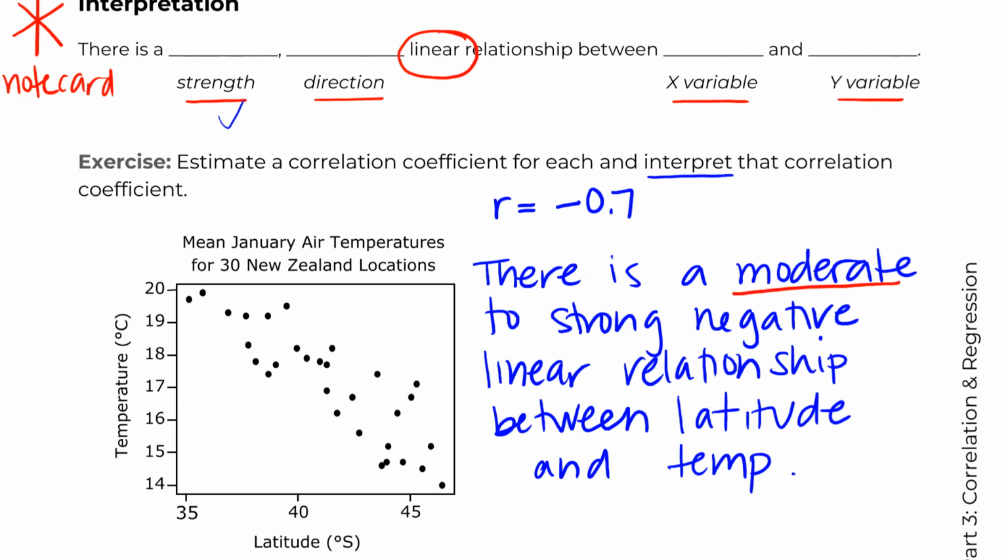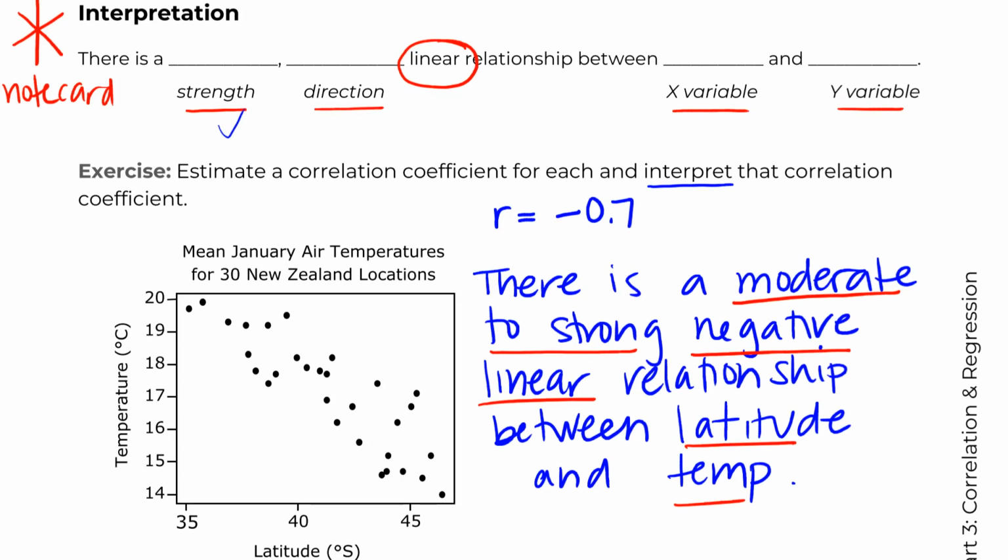So again, a point for the strength, a point for the direction, a point for the word linear, and a point for the context. So that's the interpretation of our correlation coefficient. It'll definitely be on the exam, but as long as you have that on your note card, it's a pretty easy, straightforward couple of points on the exam.